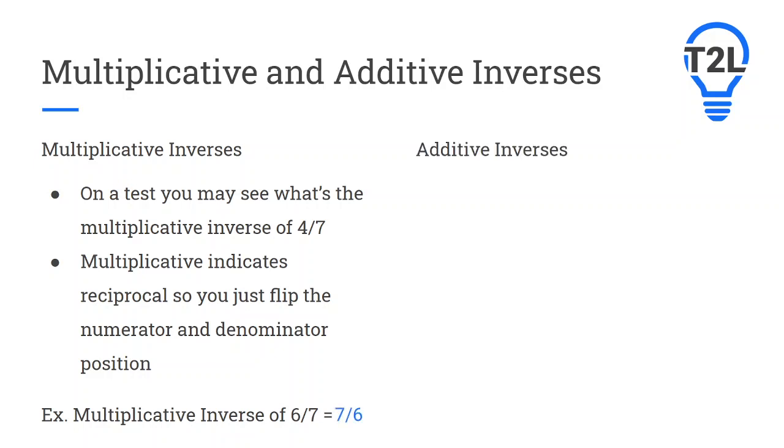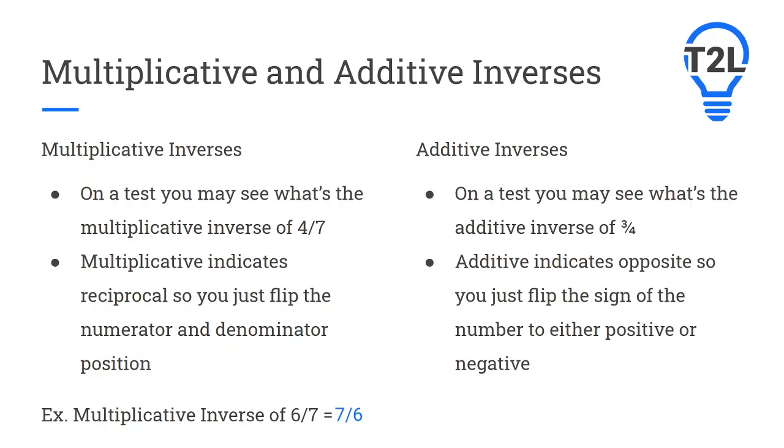And then additive inverse, it's even easier. All you need to do is just switch the sign of the number. So for 3/4, switch the sign to negative 3/4. For example, the additive inverse of 5/8 would just be negative 5/8. And the same applies if it's negative 5/8, then you would just flip it to positive. And that's really it.